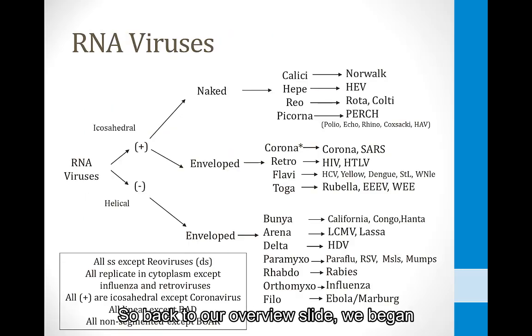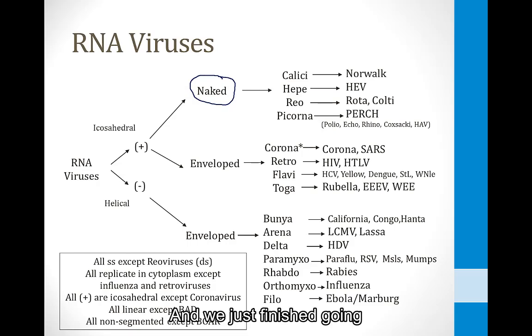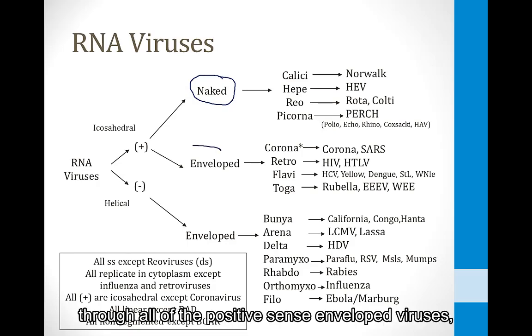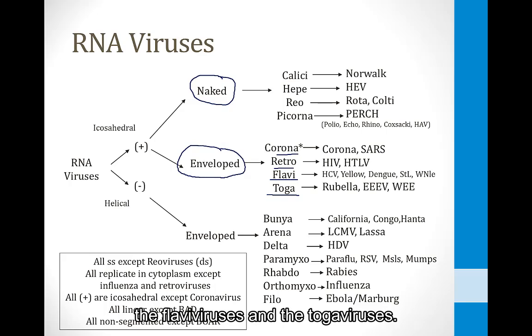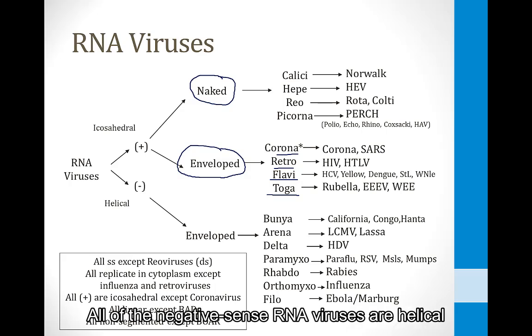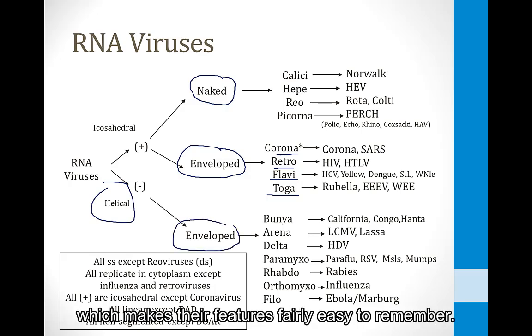So back to our overview slide, we began by going through all of the naked RNA viruses, and we just finished going through all of the positive sense envelope viruses, which included coronavirus, the retroviruses, the flaviviruses, and the togaviruses. So now what we're going to do is go through the negative sense viruses. All of the negative sense RNA viruses are helical, and all of the negative sense RNA viruses are enveloped, which makes their features fairly easy to remember.